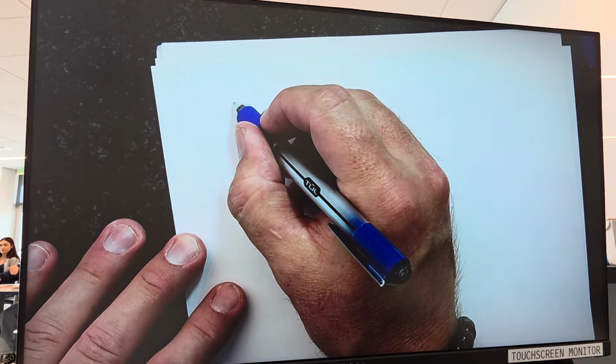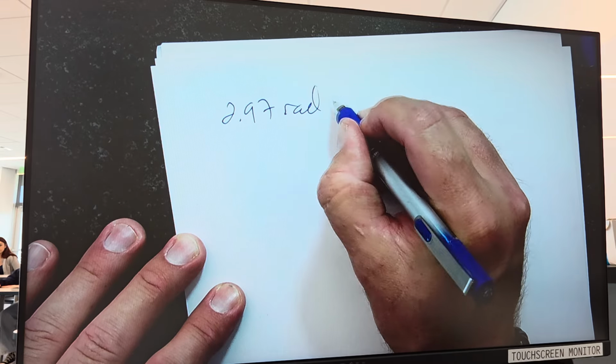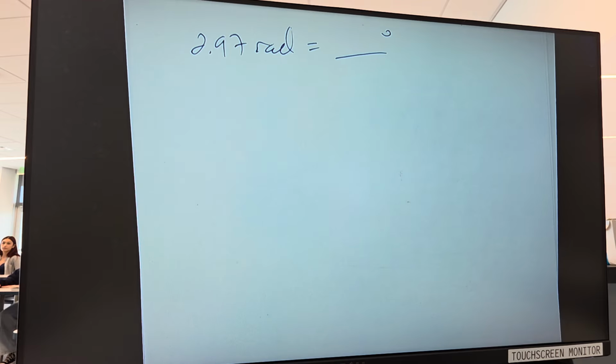All right. What if I gave you 2.97 radians, and I want that in degrees? Do you see an explicit pi that I can use as a shortcut and just replace with 180? Does it say pi anywhere? No. If I have a pi in my radians, I could just put a 180 in, because that's what pi is. But I don't have a pi.